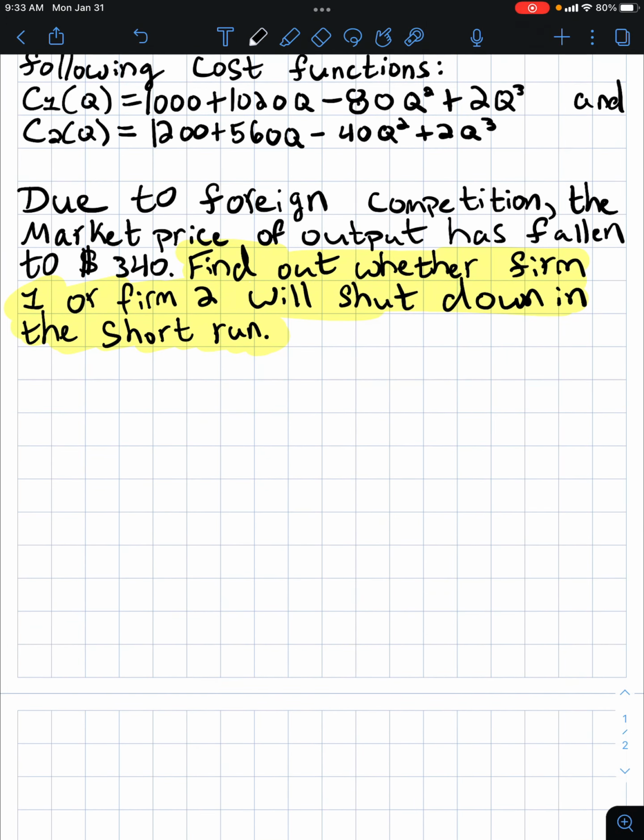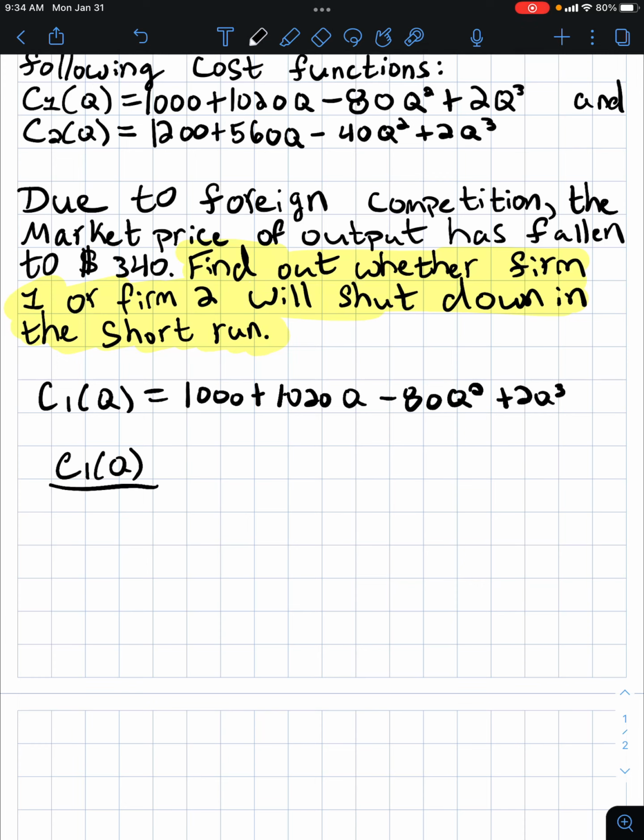C1 of Q is equal to 1000 plus 1020 Q minus 80 Q squared plus 2Q to the third. Now let's first find our average variable costs. To do that, average variable cost is just C1 of Q divided by Q, which is equal to average variable cost of Q, which is equal to 1020 minus 80 Q plus 2Q squared.